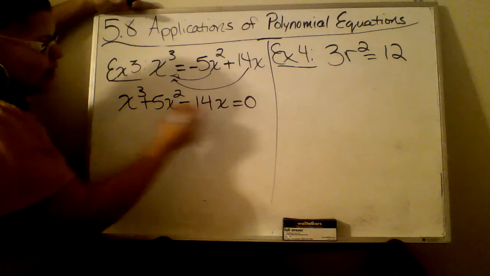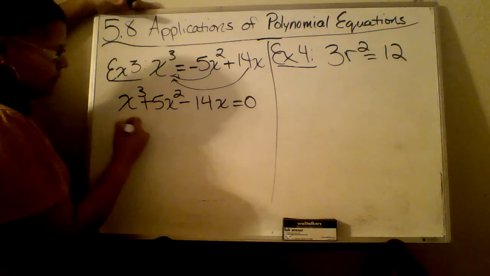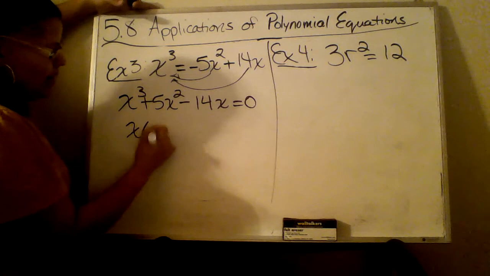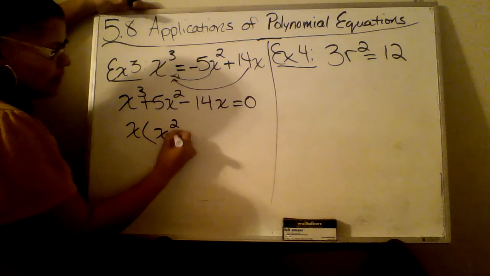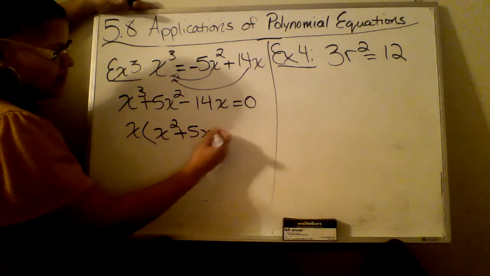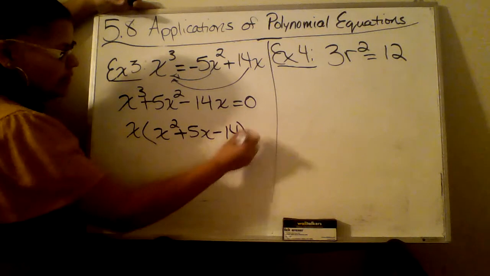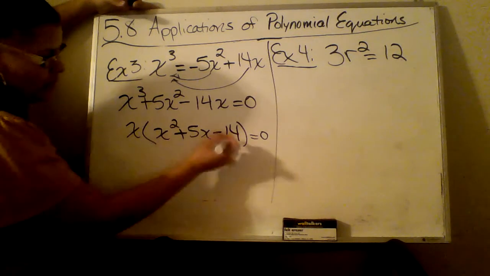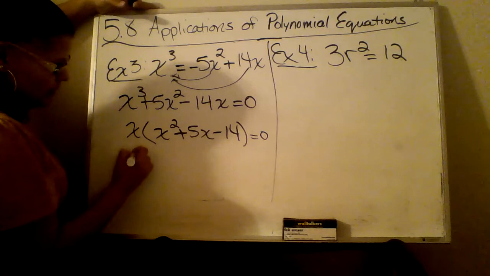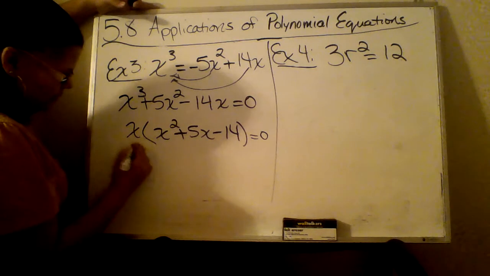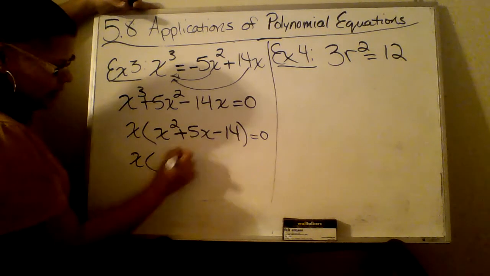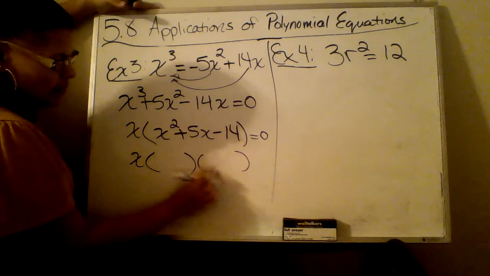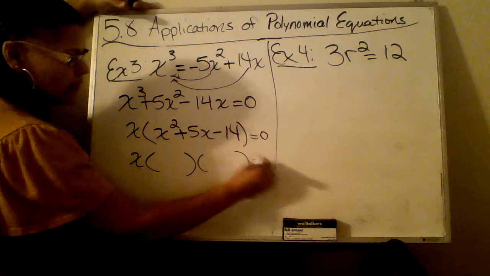Now notice they all have x's. We need to factor one out. So I take an x, so I'm left with x squared plus 5x minus 14 equals 0. So now I have to factor this out here too. So then I have x times, and then my double parentheses, equals 0.